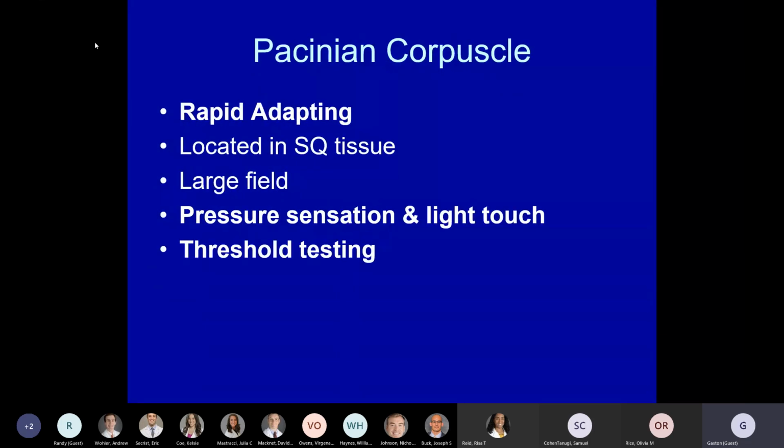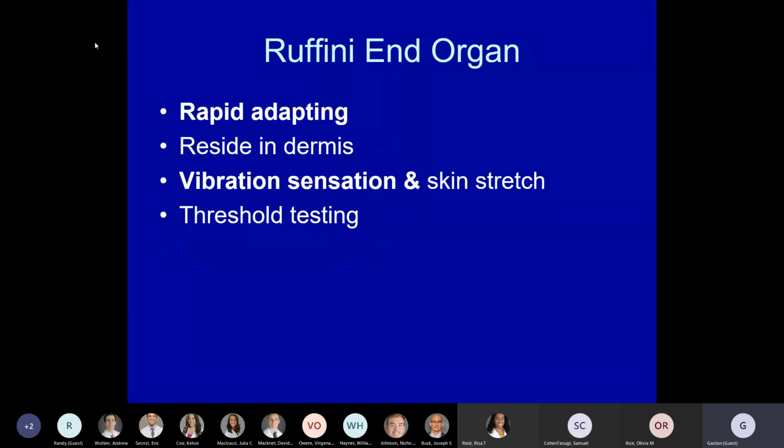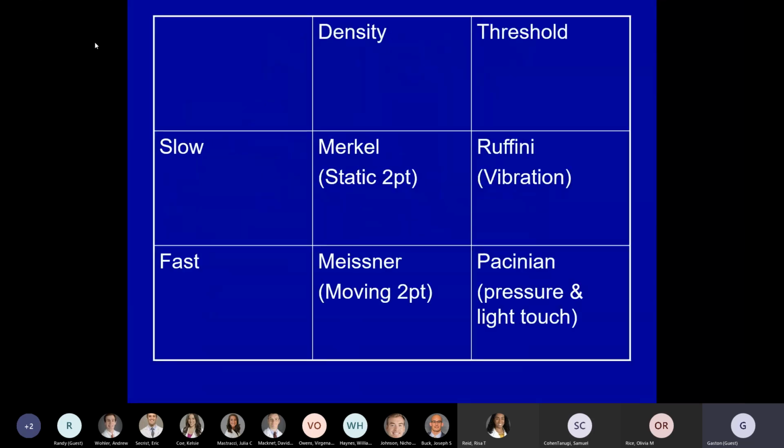And I got a little thing coming up that, if you want to get one take home, I'll show it to you. Pacinian corpuscles test rapidly adapting. They're for pressure sensation and light touch, and that's a threshold test. And Ruffini end organs are slowly adapting sensory for threshold testing.